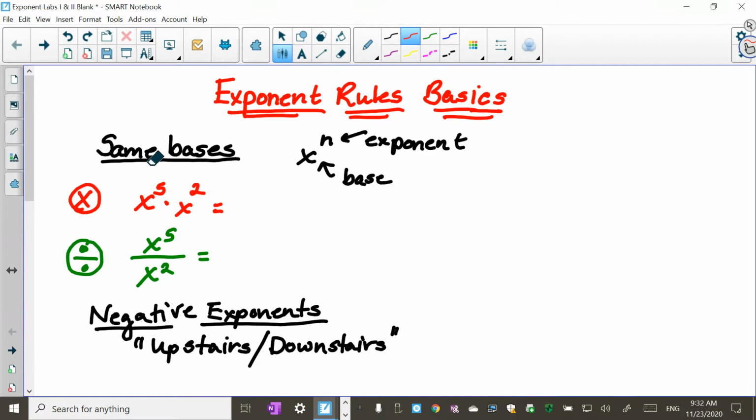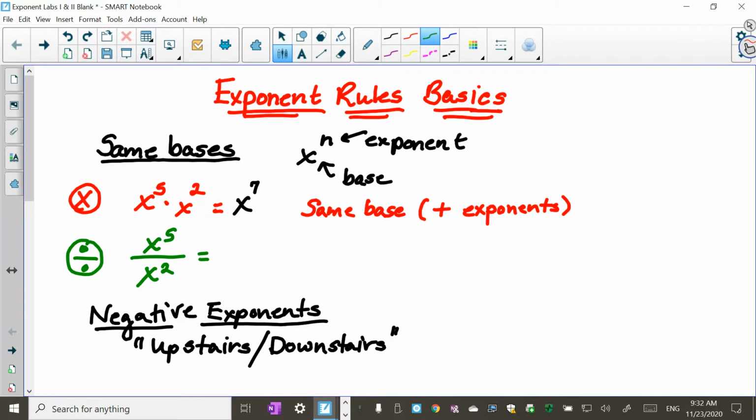So the first category we're going to talk about are same bases. So here is multiplication. I have x to the 5th times x squared. Now, most of you are going to say, well, I know all this already, and that's good. So if I have the same base, okay, and I multiply the same bases, I add my exponents. So this is going to be x to the 7th. A lot of you are very comfortable with that, and that's great. So I know that if I have the same base and I'm multiplying the same base, I'm going to add my exponents, okay? So that's for multiplication.